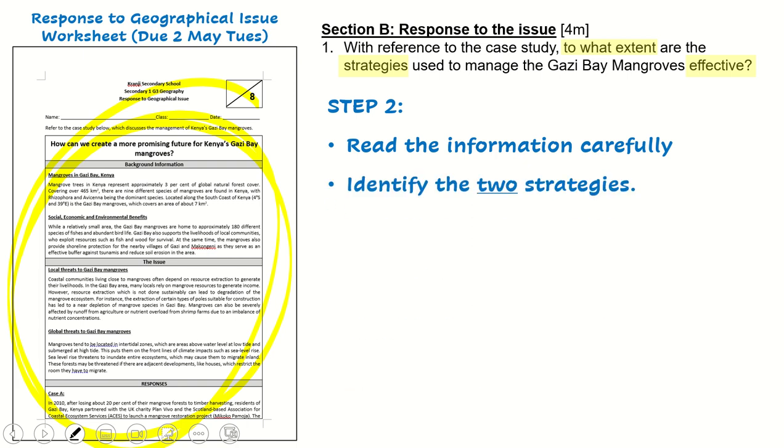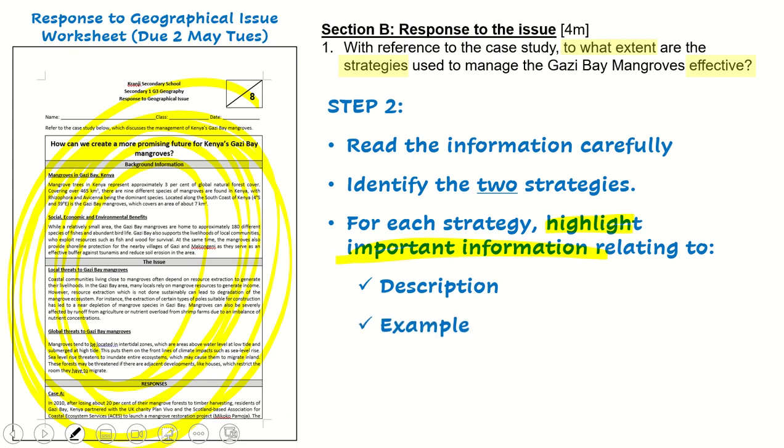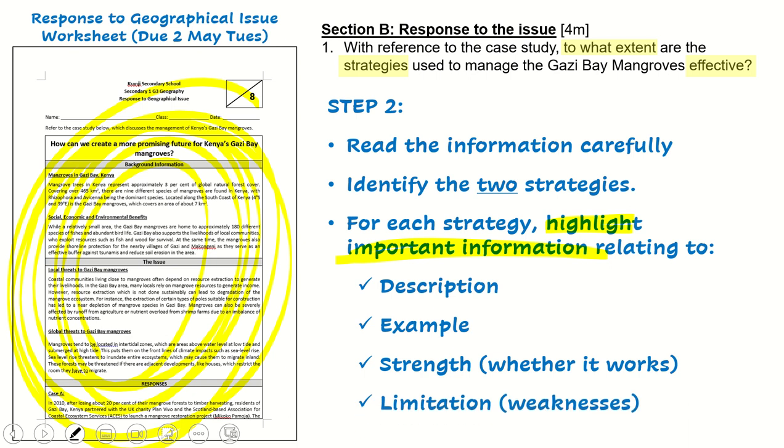From here, I need to identify the two strategies. What are the two strategies? Actually, you only learn two: rehabilitation and public education. So these are the two strategies. Then for each of the strategies, you are going to highlight the important information in the write-up about Gazibe. You're going to do that relating to the description of the strategy, the examples of the strategy, what are the strengths, and what are the limitations. So you're going to read and highlight. You can pause me now and do this.